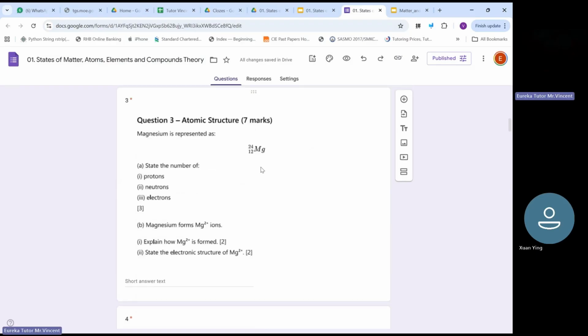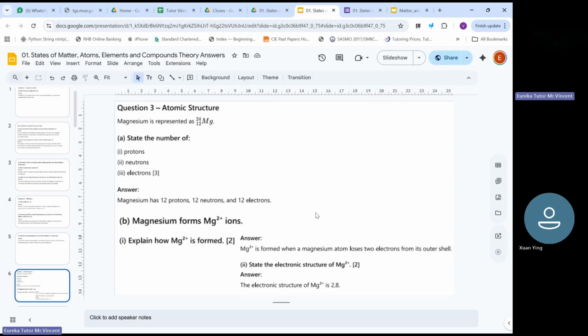So magnesium is represented as 24 over 12 Mg. The question here asks you to do the basic calculation: proton, neutron, electron, and then for the Mg2+ ion, right? Explain how the 2+ is formed, and state the electronic structure of Mg2+. So from here you can see that we do the calculations. 24 and 12. We know that 12 means 12 electrons, 12 protons. Then the neutron, we use 24 minus 12.